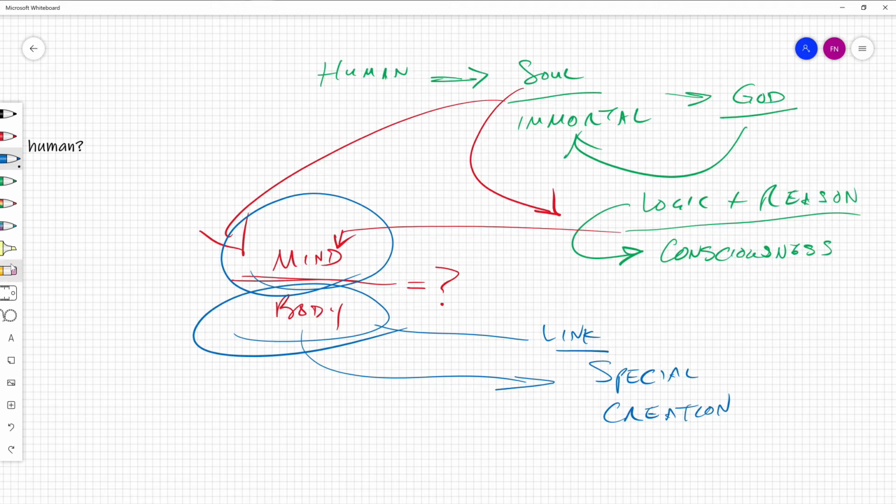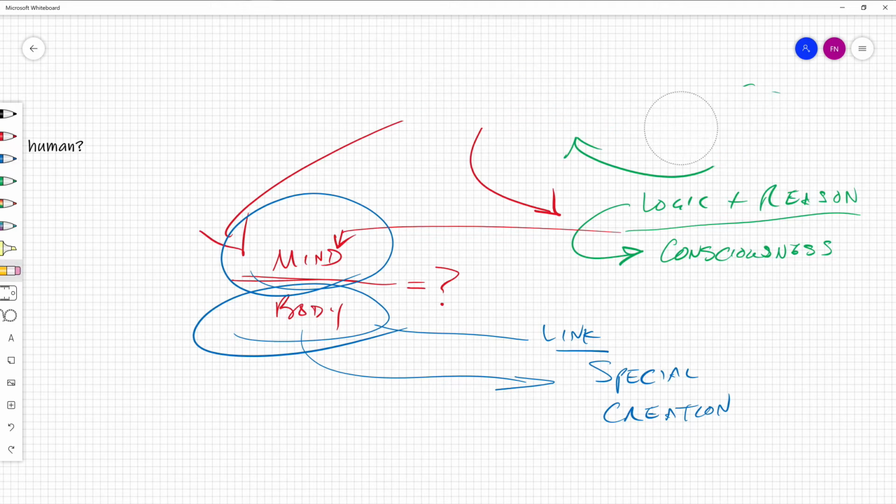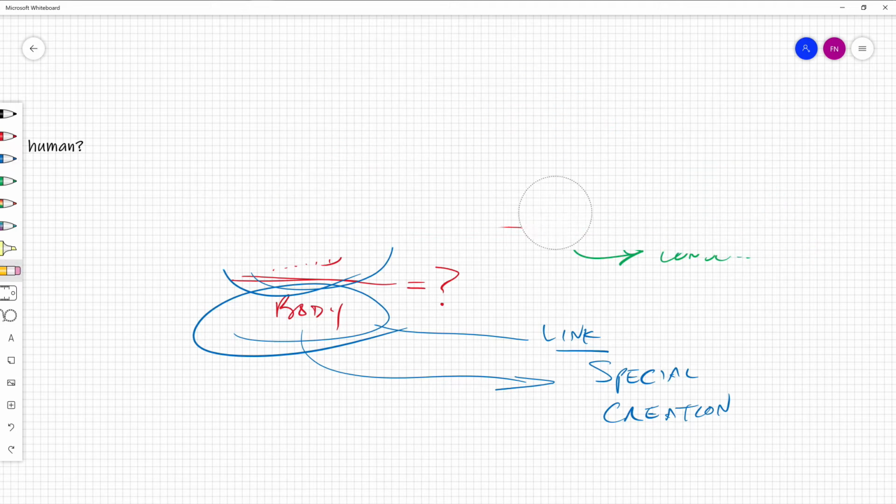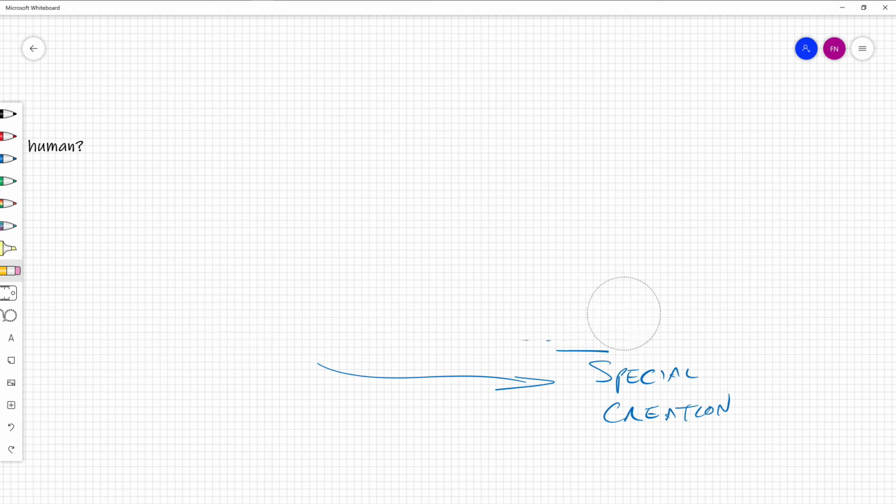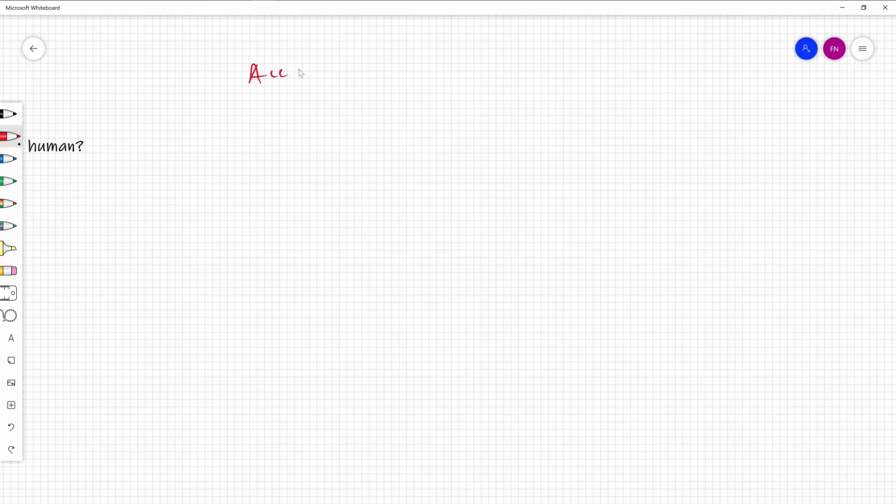There are two problems here. The first problem is that in the 21st century, if we are to be true to the science of our day, then all mental states are brain states. The mind is the brain.